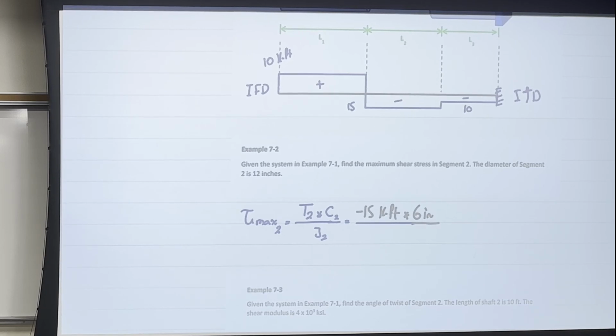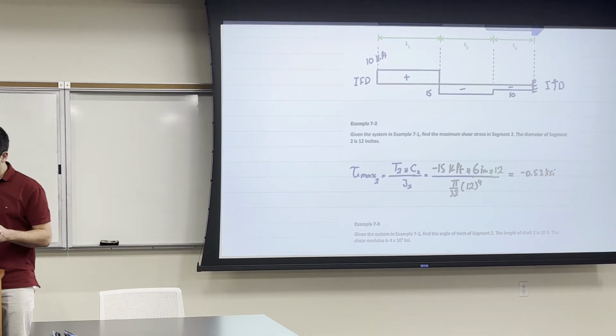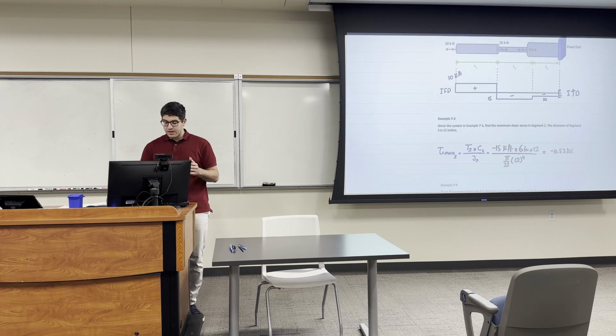But now I see 15 kip-foot and I see inches, so I want to multiply here by 12, so I have a torque in kip-inches. I'll multiply the 15 by 12. And then the J, which is pi over 32 times the diameter, and the diameter is 12, to the power 4. If I plug that in, I'm going to get negative 0.53 KSI.